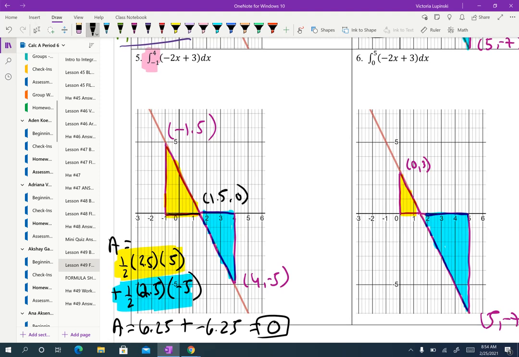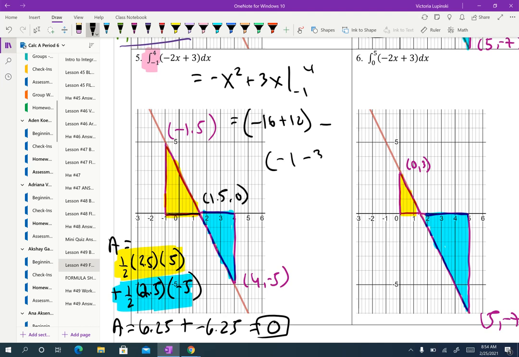So when we're talking about the algebra, again, it's always going to integrate the same way. So -x² plus 3x. You're going to evaluate it from -1 to 4. So if you start by plugging in 4, you're going to get -16 plus 12 minus, if you plug in -1, first you have to square it and it becomes a positive, then make it negative, -3. That's going to give you a -4 minus a -4, which of course does cancel out to be 0.